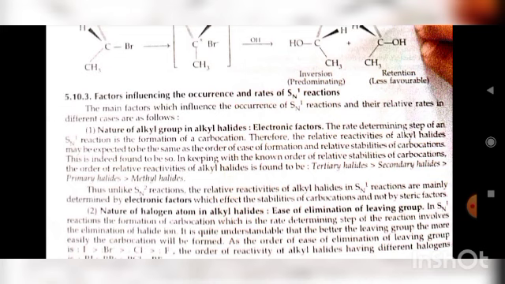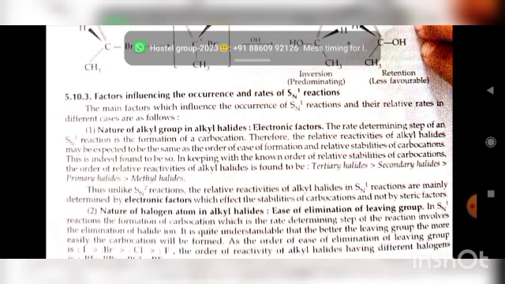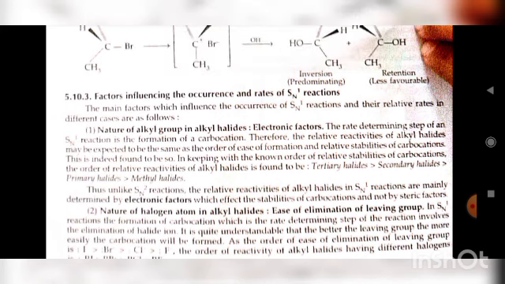The main factors which influence the occurrence of SN1 reactions and their relative rates in different cases are as follows. Nature of alkyl groups in alkyl halides, electronic factors. The rate determining step of an SN1 reaction is the formation of a carbocation. Therefore, the relative reactivities of alkyl halides may be expected to be the same as the order of ease of formation and relative stabilities of carbocations. This is indeed found to be so. In keeping with the known order of relative stabilities of carbocations, the order of relative reactivities of alkyl halides is found to be tertiary halides, then secondary halides, then primary halides, and then methyl halides.